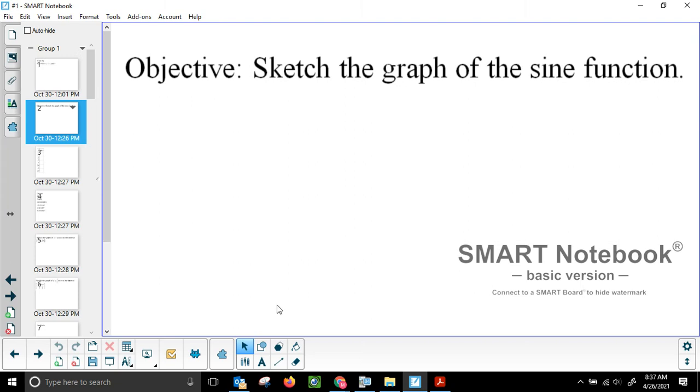All right, guys. So this is just going to be kind of a little mini unit on the graphs of trigonometric functions. The two that I'm going to focus on the most are sine and cosine. Honestly, those are the only two that are really that important.